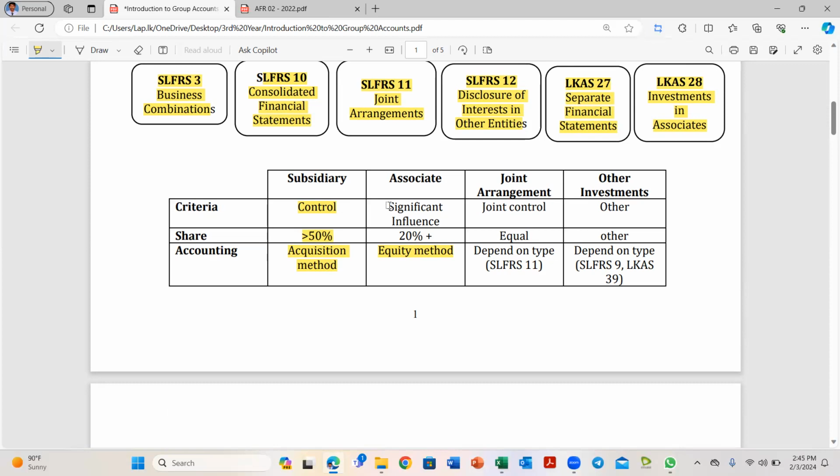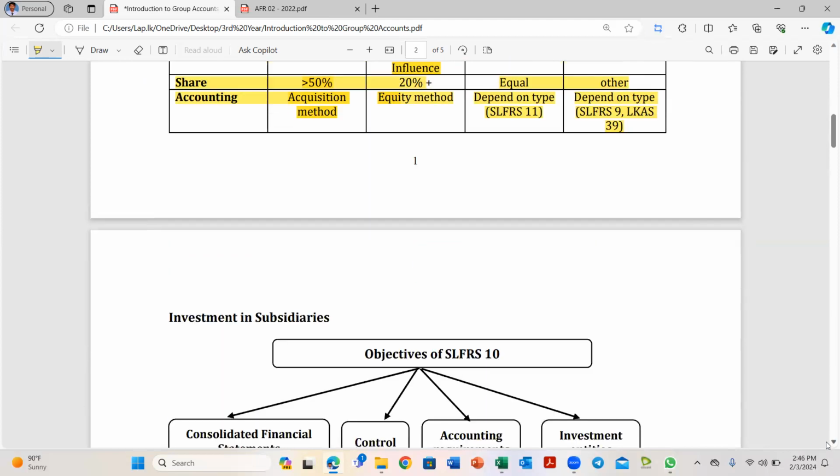We identify if the investment is an associate if we have significant influence over the investee, right? What is meant by significant influence? You can refer to LKAS 28 to get a brief idea. If such an investment is greater than 20%, we call it an investment in an associate, right? In a joint arrangement there is joint control, 50-50, meaning equal, depending on the type. If we have unanimous consent, that is a joint arrangement, a joint venture. For other investments, depending on the type under SLFRS 9, it can be a FVTPL instrument, through OCI, or a convertible hybrid instrument.